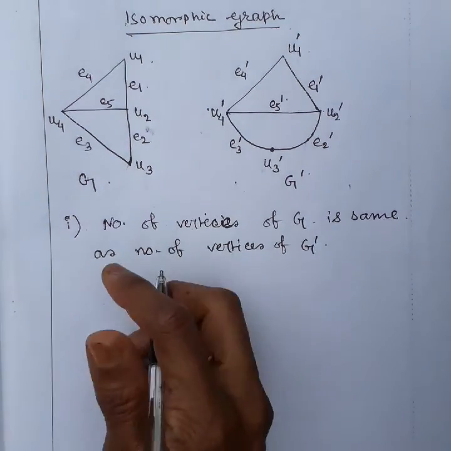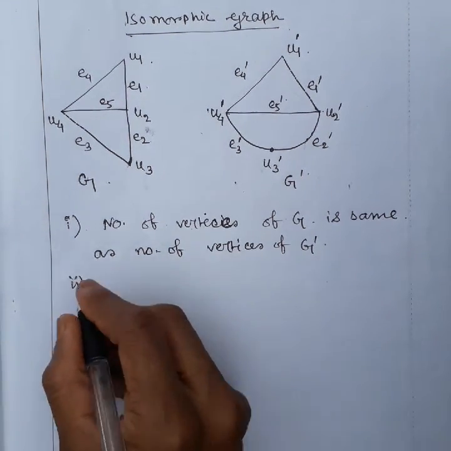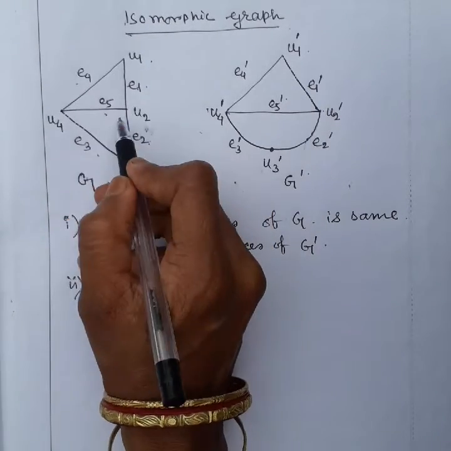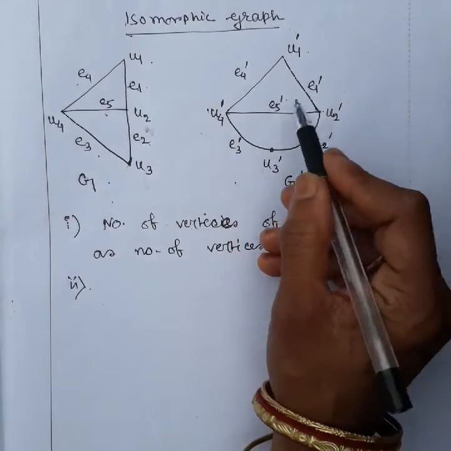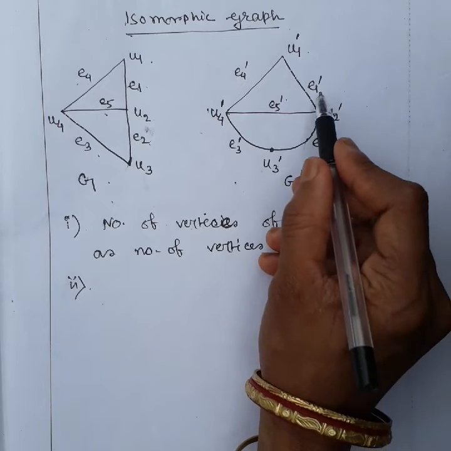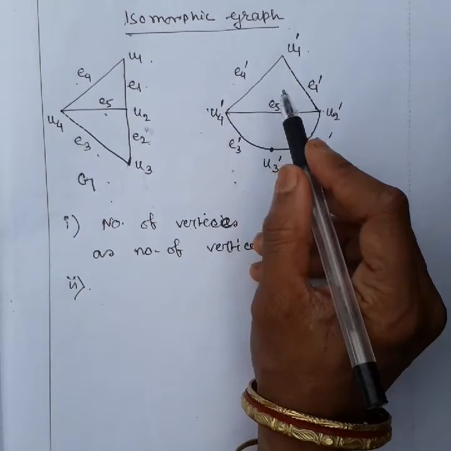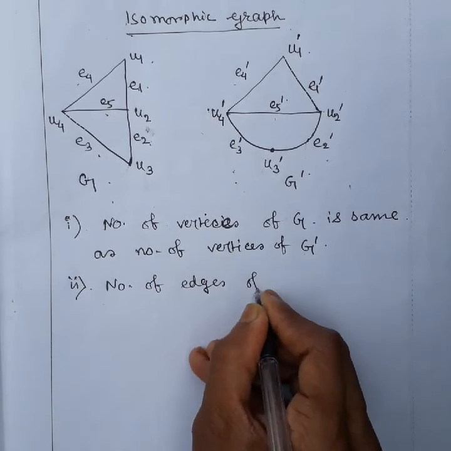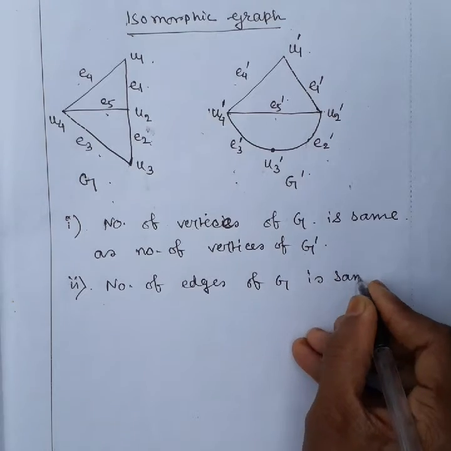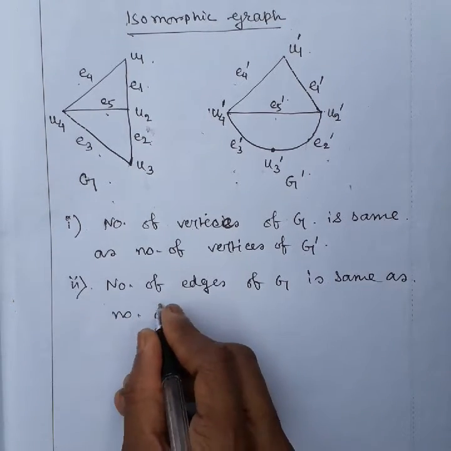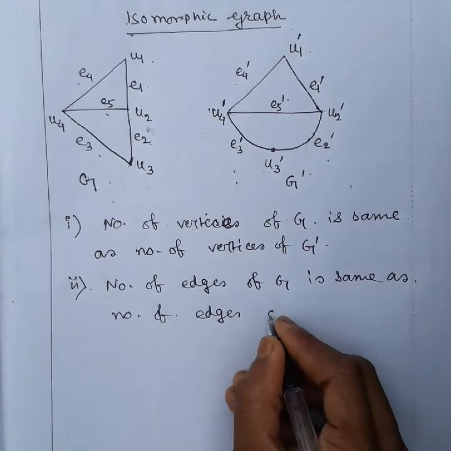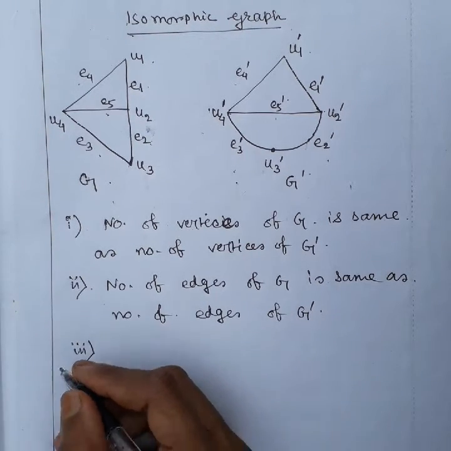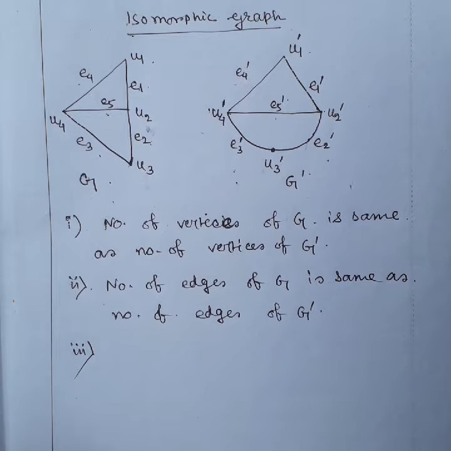Okay, then the number of edges E1, E2, E3, E4, E5, there are 5 edges in G, and corresponding to G dashed there are also 5 edges, that is E1 dashed, E2 dashed, E3 dashed, E4 dashed and E5 dashed. Okay, that means the number of edges of G is the same as the number of edges of G dashed. These two conditions are satisfied. Now we have to show the incidence relationship between vertex and edge.